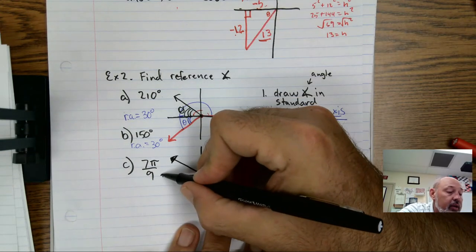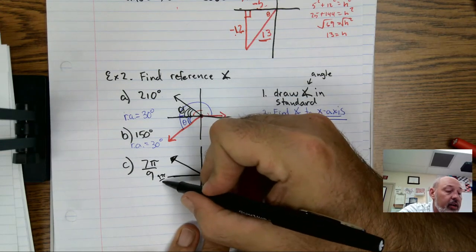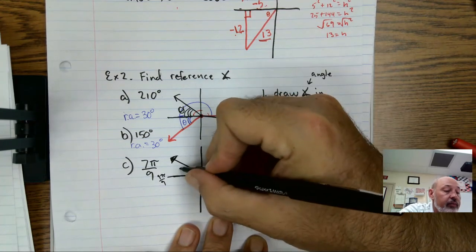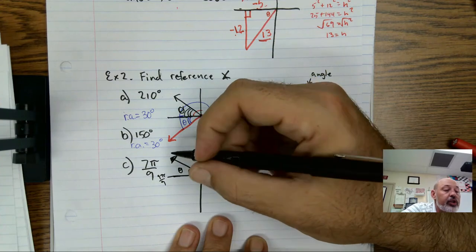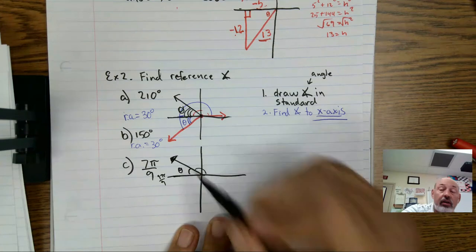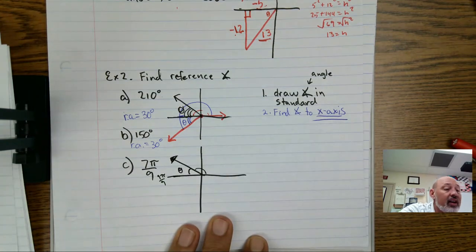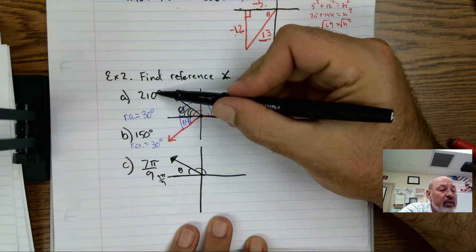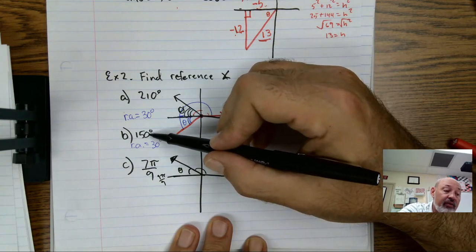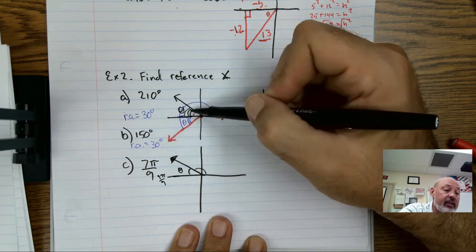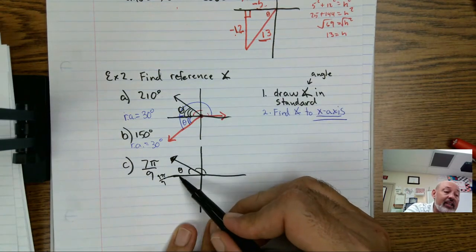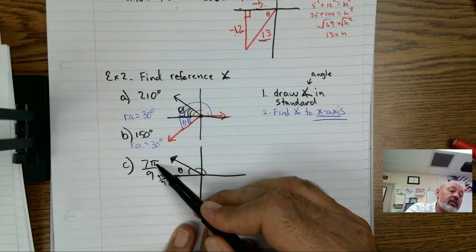Which would be 9 pi over 9 would be there. So it has to be before that. So we're still looking for this angle. But what you want to do is subtract that to find your reference angle. Okay? Because on this one, we subtract 180 from 210. But this one, we subtract 150 from 180. So we're really just doing the same thing. We're taking this whole angle pi and subtracting our angle to get the reference angle.